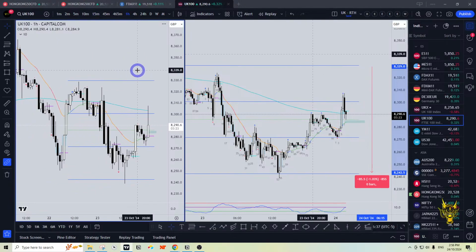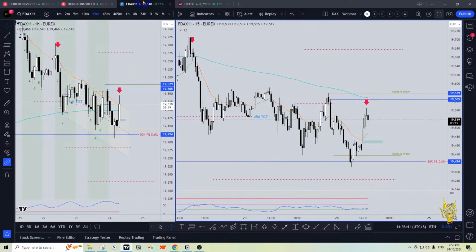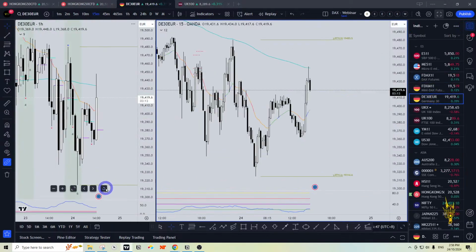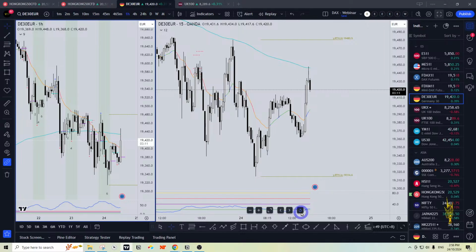So I think that's where we're going to be playing for FTSE today and for DAX. Let's just have a look at the overnight just for fun anyway. Why not, hey? Got a bit of time.